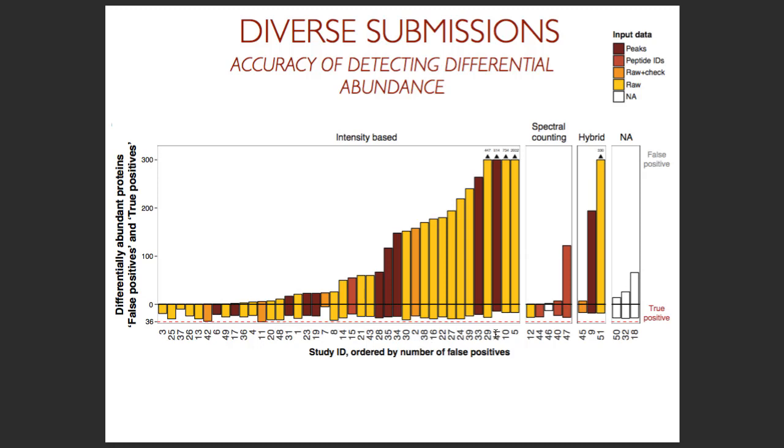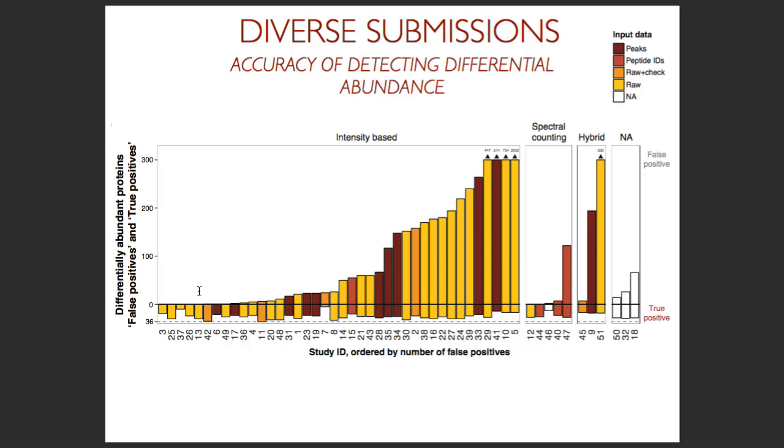So here we have, again, the x-axis is the identifier of the participants. And now the y-axis is the number of reported differentially abundant proteins. So we asked them to report differences between every pair of mixtures, right? So 4.2 comparisons. And below the horizontal line are the true positives. So there was a maximum of 36 true positive changes. And so the bars below the line are the number of true positives reported by the participants. Above the horizontal line are the false positives.